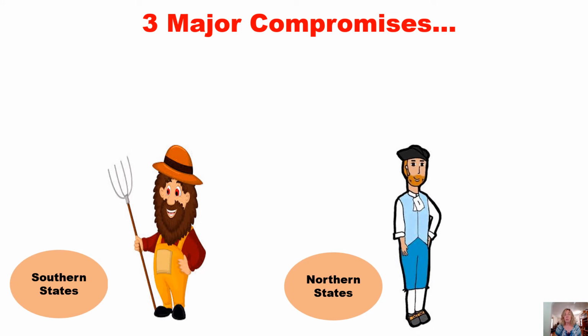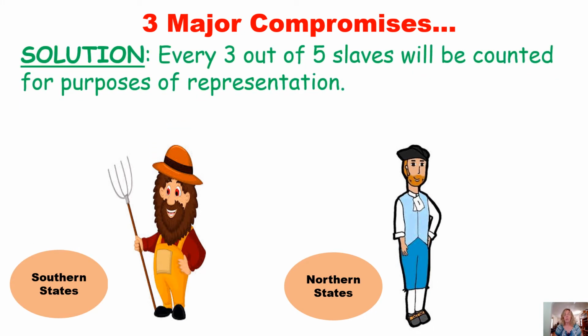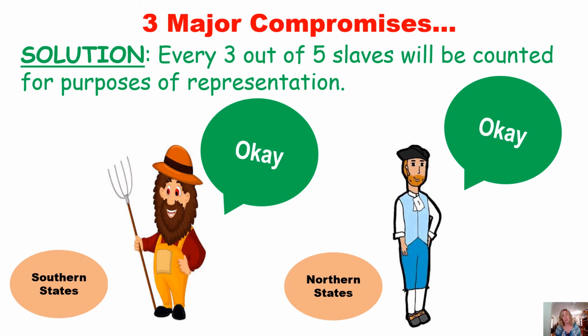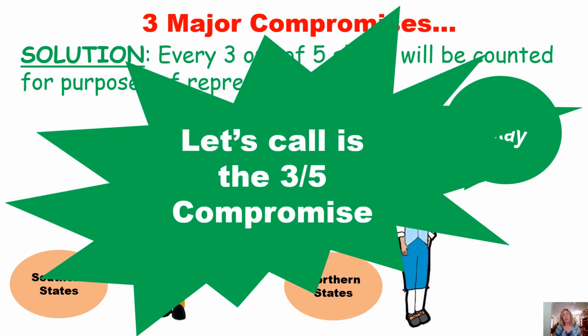So what was the solution here? The solution was to count every 3 out of 5 slaves. 3/5 of the slaves would be counted for purposes of representation. So the South got some of what they wanted, the North got some of what they wanted. This compromise was called the 3/5 compromise. It's a great name. It makes it very easy to remember the solution to this issue.